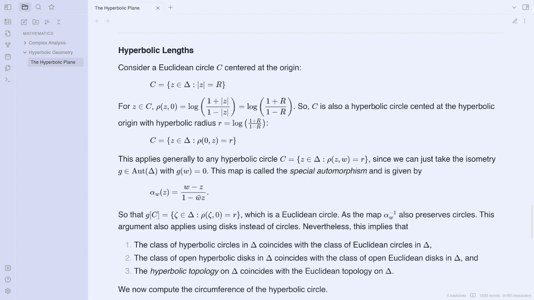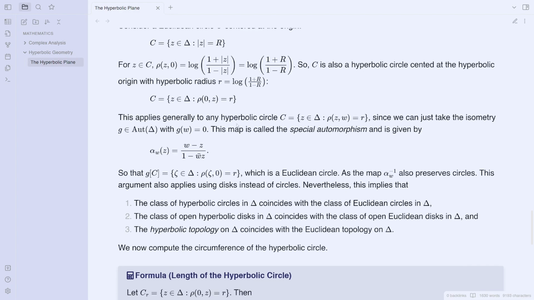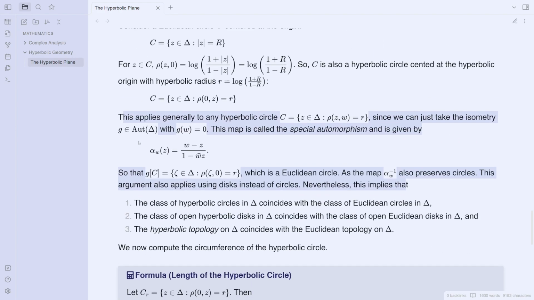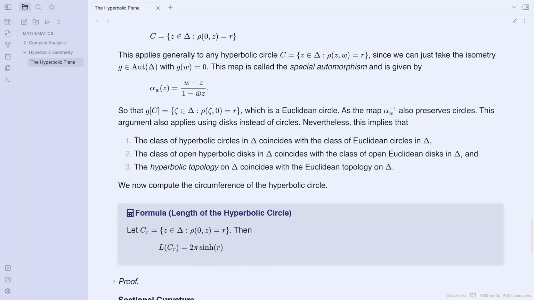So we can write C as a hyperbolic circle centered at the hyperbolic origin with the hyperbolic radius r equal to log of this expression up here. So this circle here is equivalent to this one here. This is great. What this tells us, and we can apply this more generally, I'm going to skip this part. We do the same method as we did up here. We'll take this conformal automorphism, swap the origin, and move on from that. But the reason this is important: if the circles in Euclidean and hyperbolic space are the same, then their topologies are going to be the same.